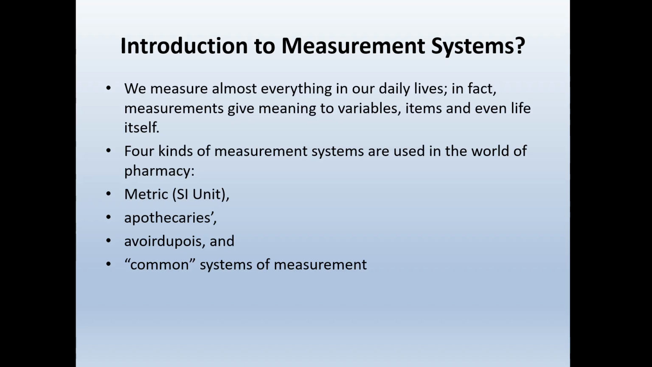We also have the apothecary system, the avoirdupois system, and the common system of measurement. That common system, a lot of persons also describe it as the household system. So these are the four basic systems of measurement we have: the metric system, the apothecary system, the avoirdupois system, and the common or household system. Now, these four, we'll just describe them briefly for the purpose of this introduction. Then in subsequent classes, we'll go into more detail about them. So let's look at the metric system.